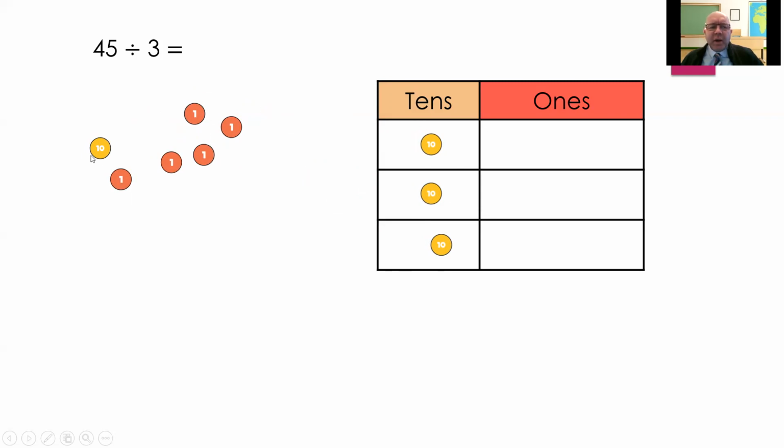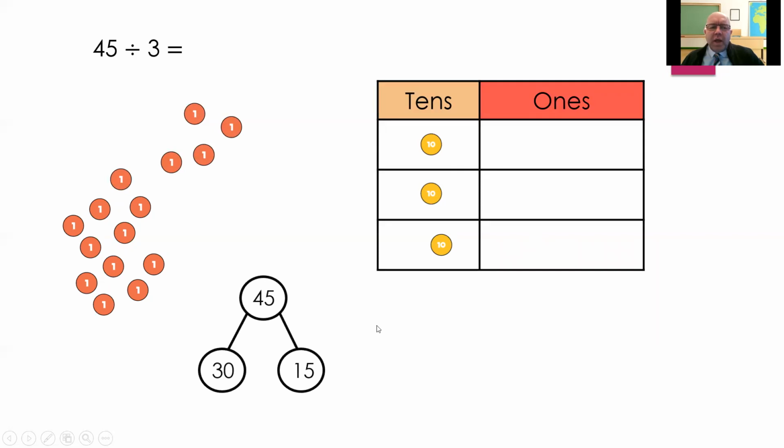So what we're going to have to do now is exchange that for 10 1s. There we go. So now we have got 15 1s. And now we've got to divide those, split those between our 3 rows. Okay. So here we have sort of explained that. We have got our 45 that we started with. We've got our 3 10s, and we've got our 15 1s. And all together, we've got the 45.